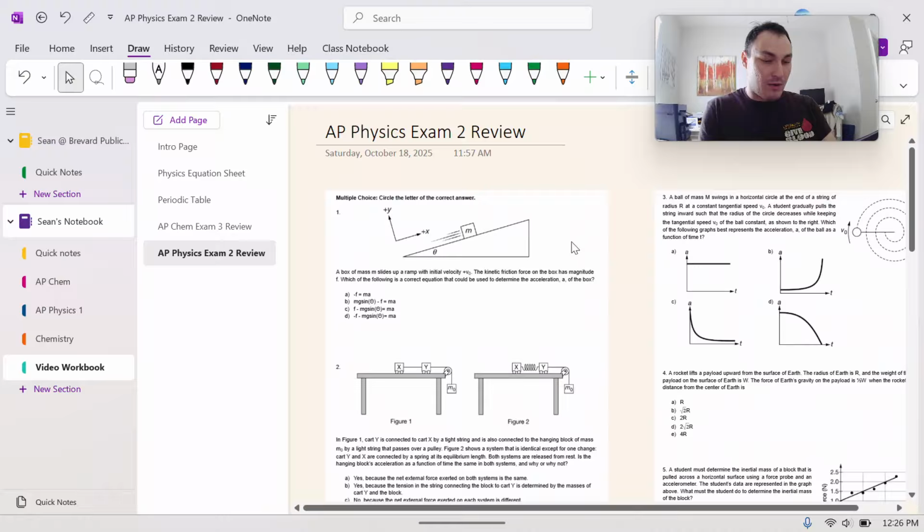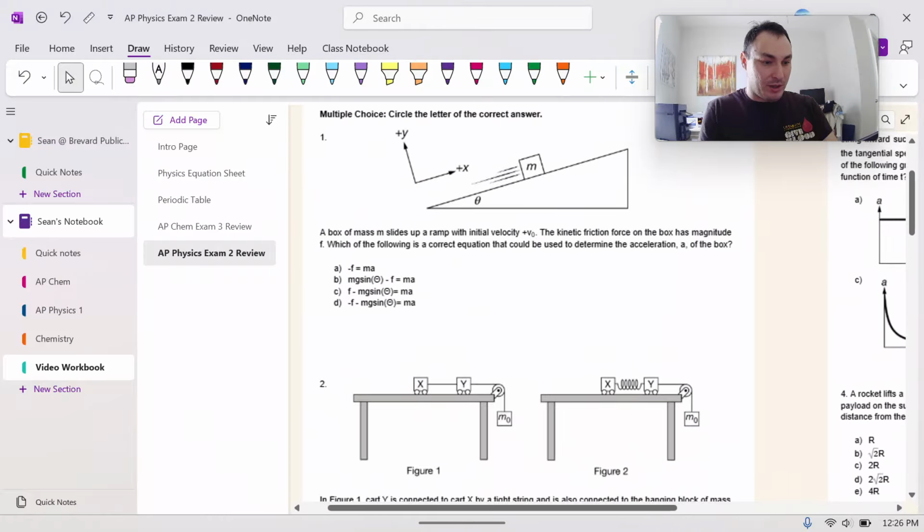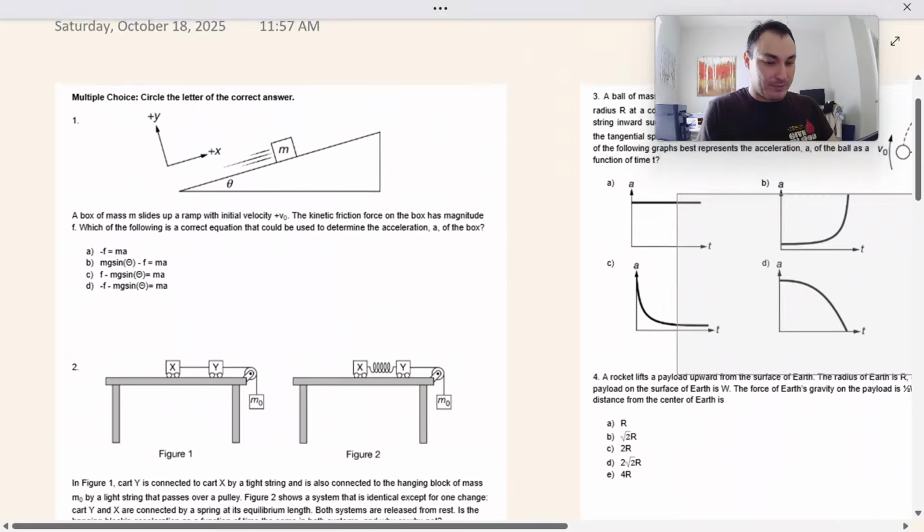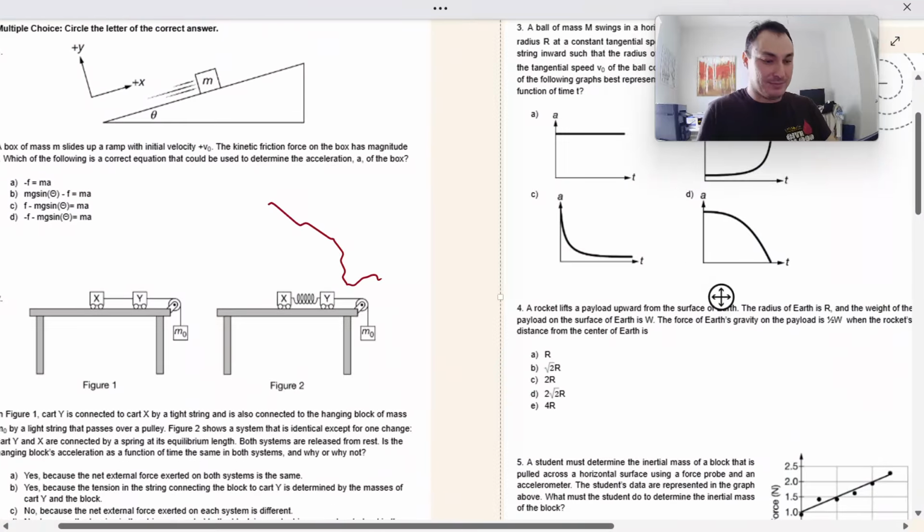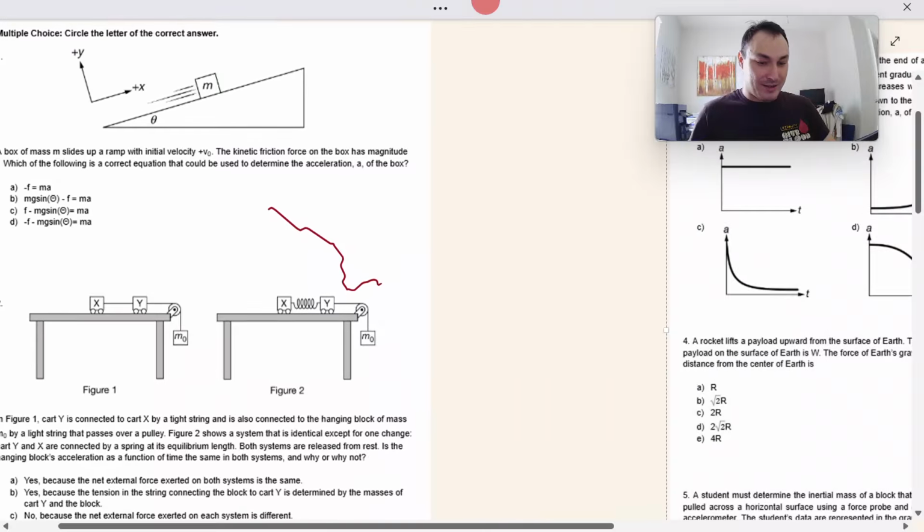We're going to start off with the multiple choice. Let's keep the fall colors and do an orange background with a red pen. And let's full screen this. No, I don't want that.